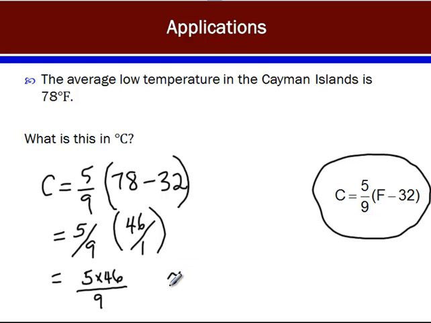And when you do that, you're going to get a decimal approximation of about 25.6 degrees Celsius. It actually comes out to 25.5555 repeated, which would be 25.5 with a bar over it. But normally we'll just go ahead and round this off to whatever place they tell us to do in the exercises.